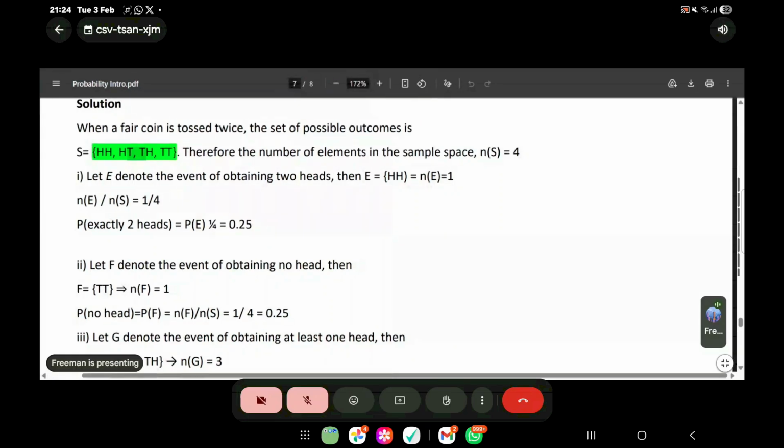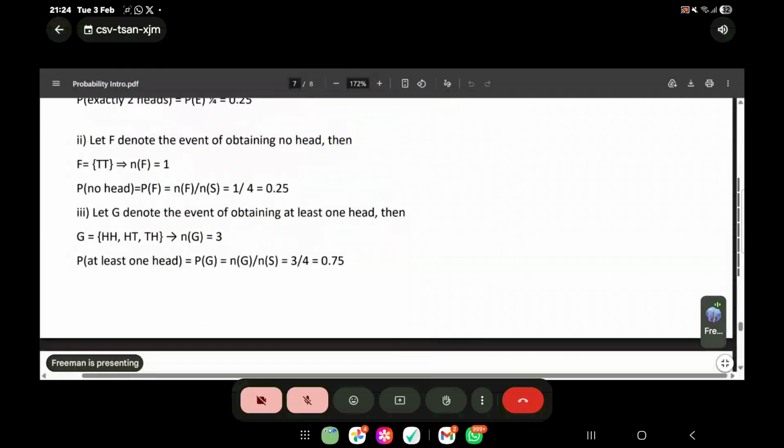Probability of 2 heads, that's a quarter, and it was 0.25. And all that I have said, they are all here. Probability of no head. So we denote the event by F, which means the event of no head.